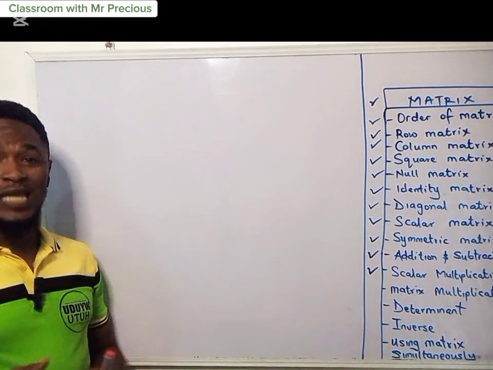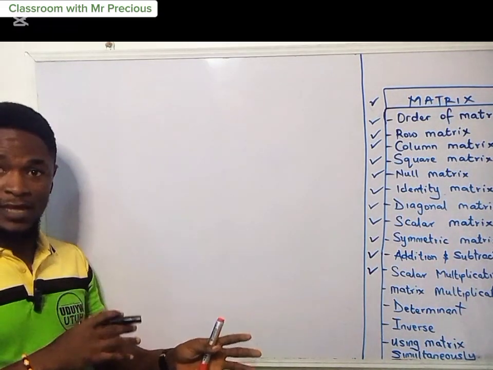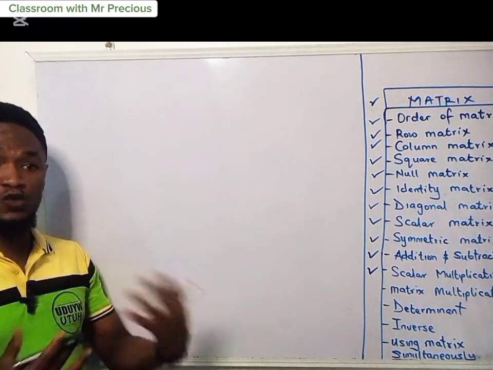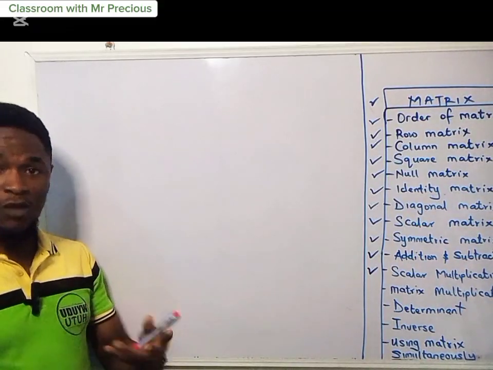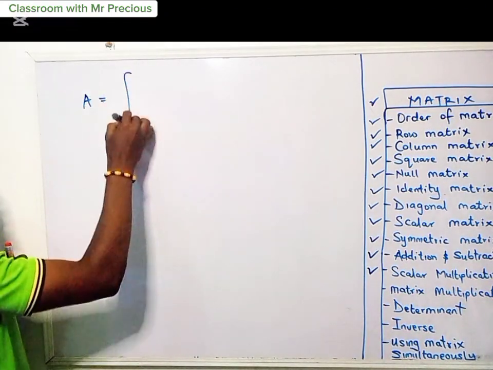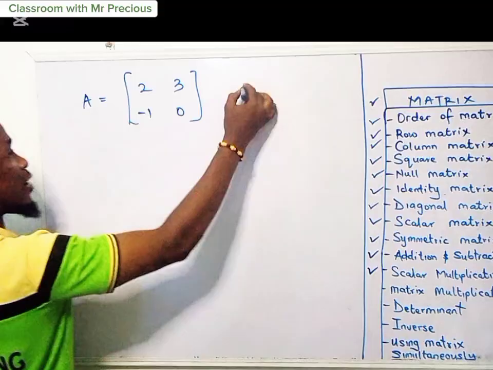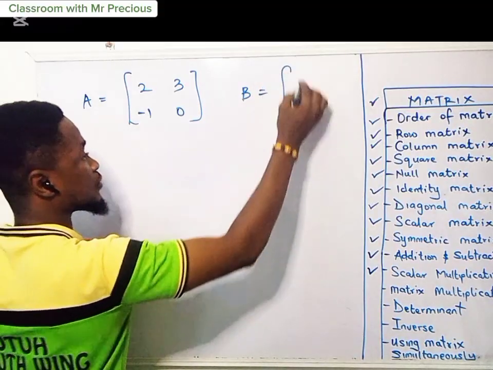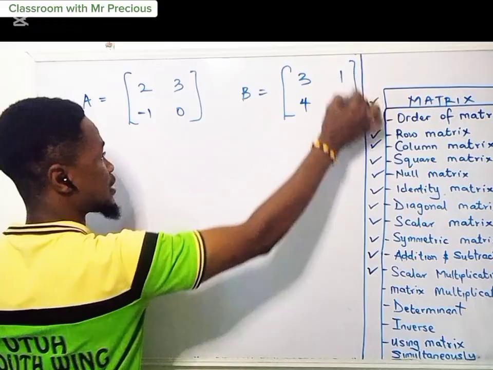All right, so now what are the main rules of multiplying? That Ronaldo rule I gave was just for you to know if two matrices can multiply. So how do you multiply? For instance, let me give a simple matrix. If you have 2, 3, minus 1, 0, and you have another one, 3, 1, 4, 2, something like this.